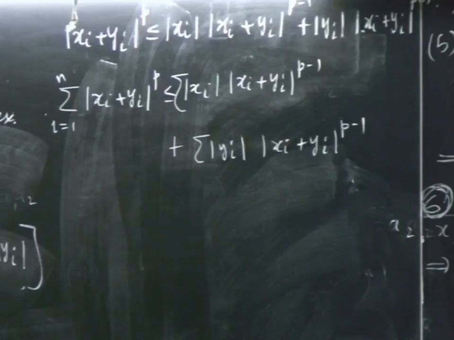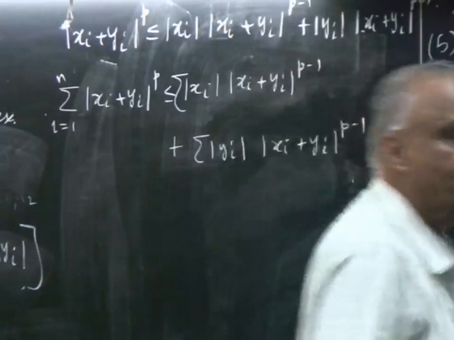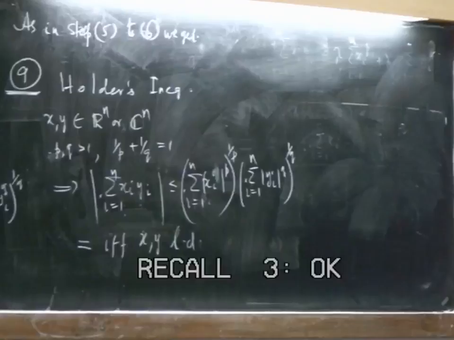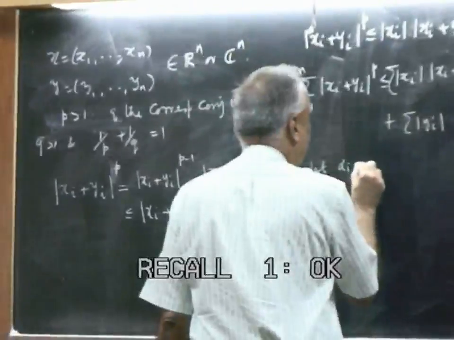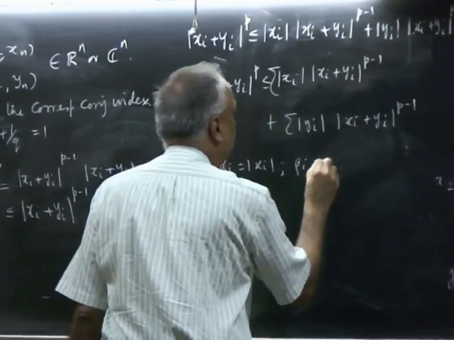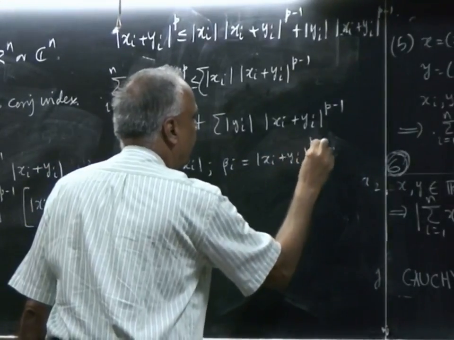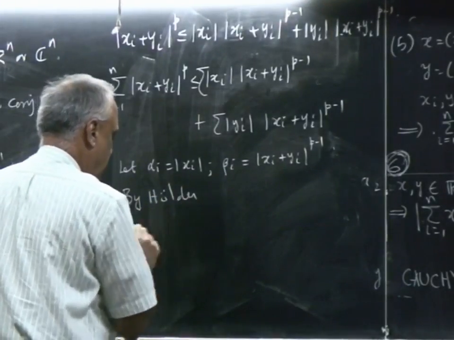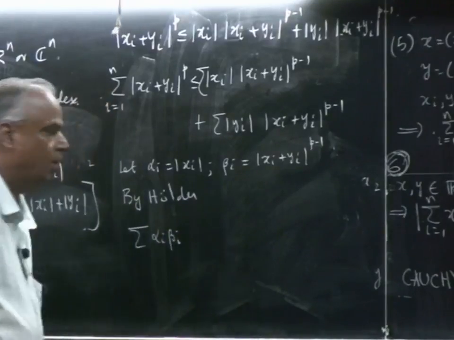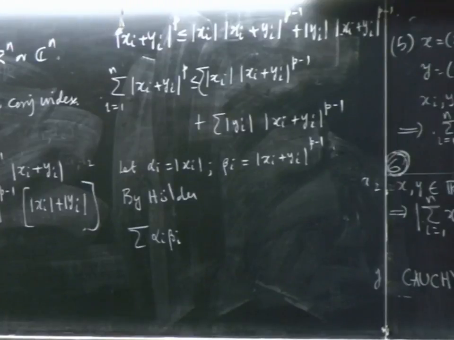Look at the Holder's inequality. If all are non-negative, I don't have to put the modulus here. So suppose I had non-negative terms; the Holder's inequality holds for the modulus. Now take mod xi to be the first factor and this as the second factor. So, let alpha i be equal to mod xi, beta i be equal to mod xi plus yi to the power of p minus 1. So, therefore, by Holder, summation alpha i beta i, I do not put the modulus because alpha i and beta i are non-negative.